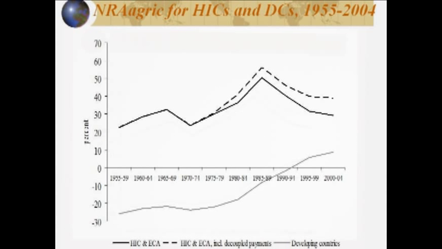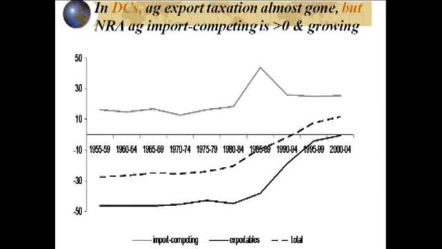But the lower line is the developing country line, and as you can see, in those early decades of independence of many of those developing countries, the average rate of assistance was of the order of minus 25%. Farmers were only getting three-quarters of what they would get under free markets. But that has mainly disappeared since then. In fact, it's positive.